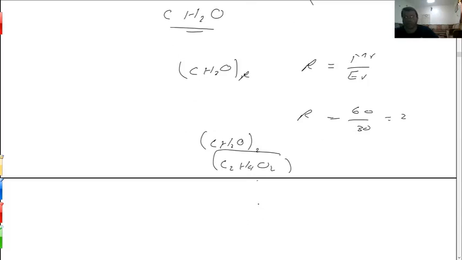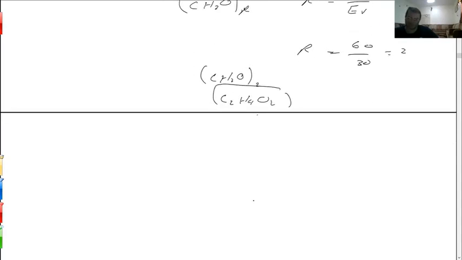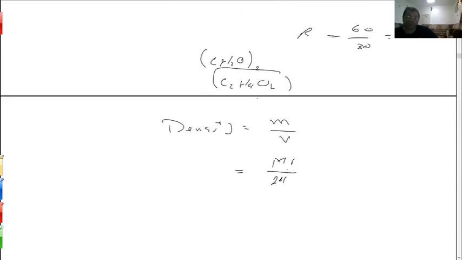For gases, we need to calculate something we call the density. The density of any substance equals the mass of the substance over the volume of that substance. So the density for any gas equals the mass over the volume. How about if I use the molecular mass? In this case, the density will be the molecular mass over the molar volume for this gas. What is the molar volume for any gas? It is 24 liters. So you can calculate the density of any gas this way.